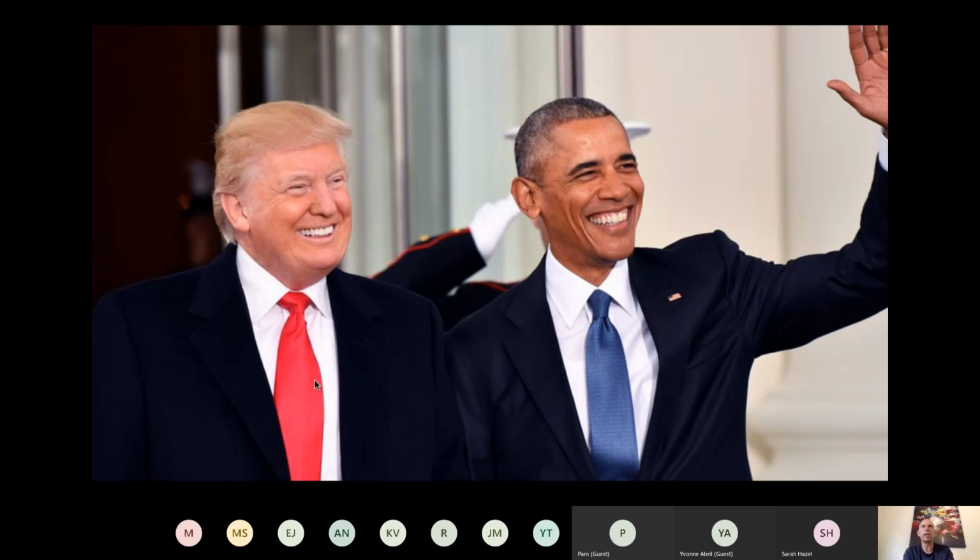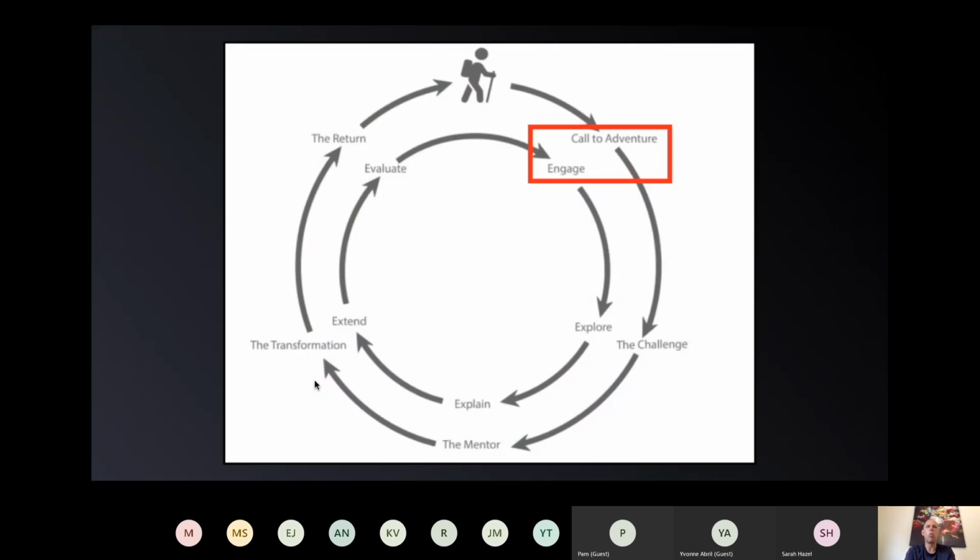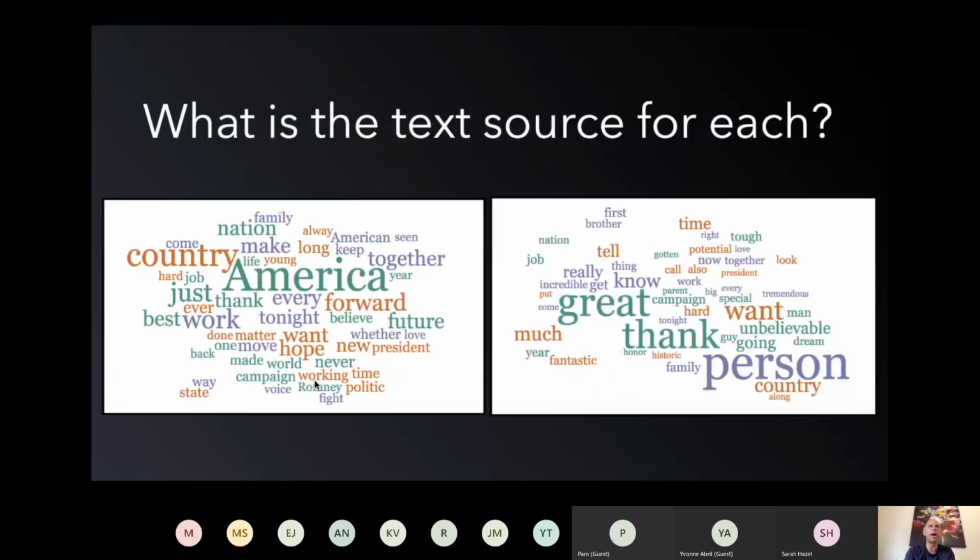And they had this great class discussion about what do these sources tell us about their idea of America? Can we pull from these two sources these presidents' mission or the way that they define America from there? What does it tell us? We see words like special and hard and thank and tough and potential and tremendous on Trump's side, and we see words like best, work, hope on Obama's side. So what can these tell us about these two men?